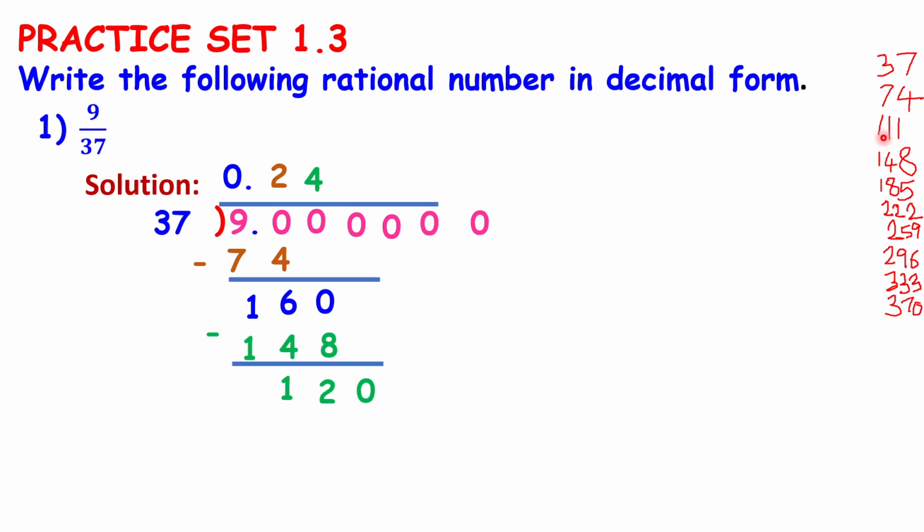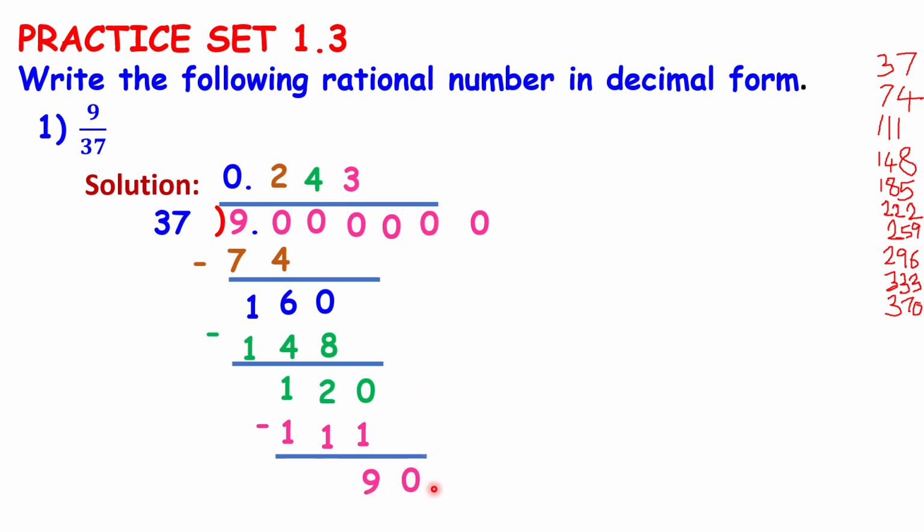It is 111, which means 37 threes are 111. We have to write here 3 and subtract 111. So 120 minus 111: here 0 minus 1 is not possible, so 10 minus 1 is 9. Then 1 minus 1 is 0, and 1 minus 1 is 0. Then this 0 comes here.